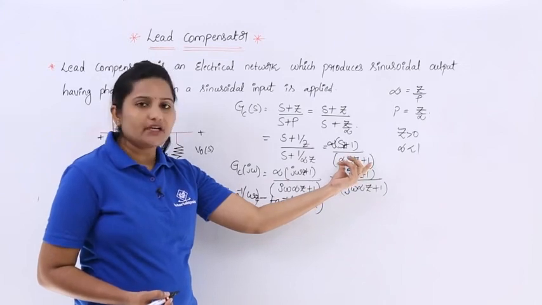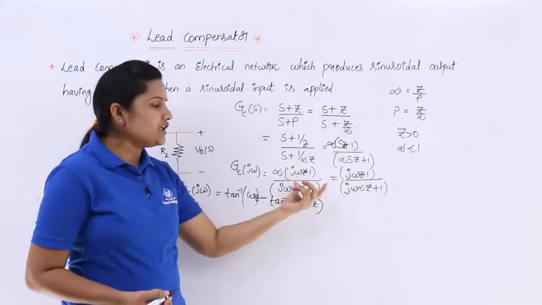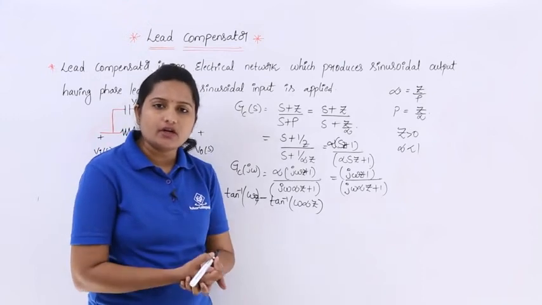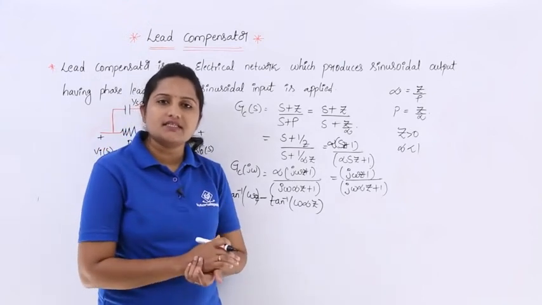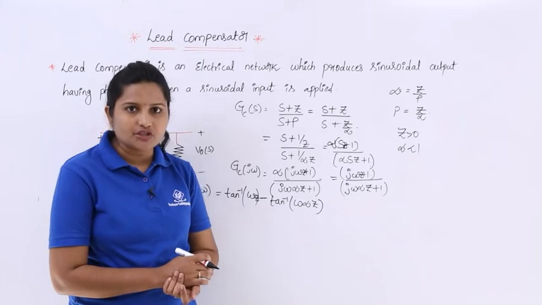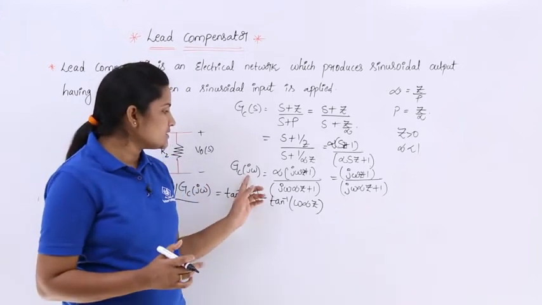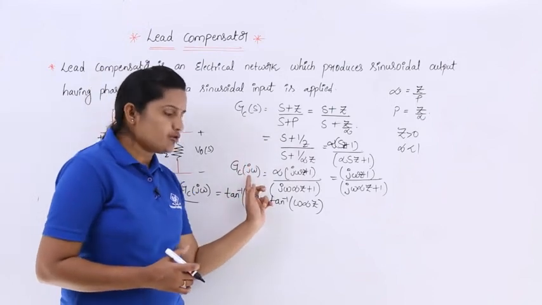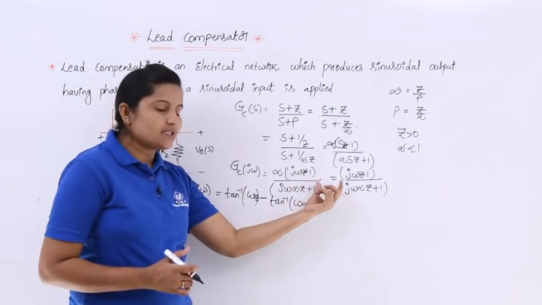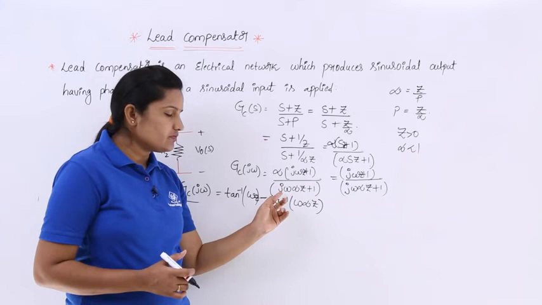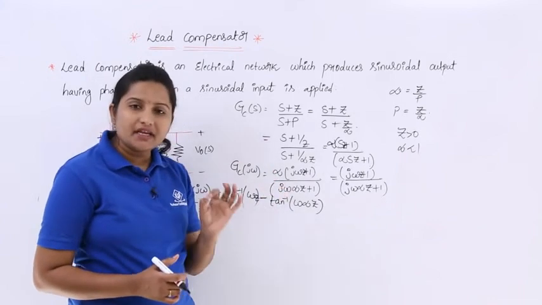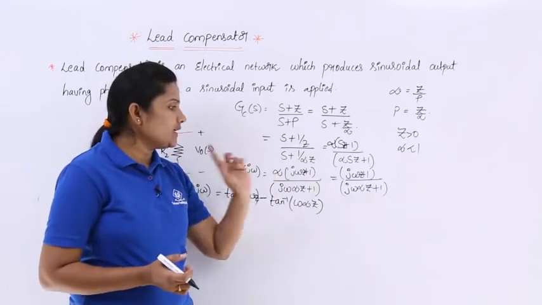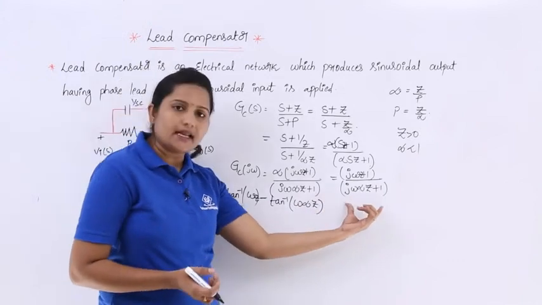After cancellation I am getting like this. As I need to consider the Bode plot, in that I need phase and magnitude of the transfer function. I am converting this S domain to the j omega domain. I am just putting s equivalent to j omega. I just substituted s equivalent to j omega in this. As alpha is very much less than 1, I am neglecting alpha for simple calculation.